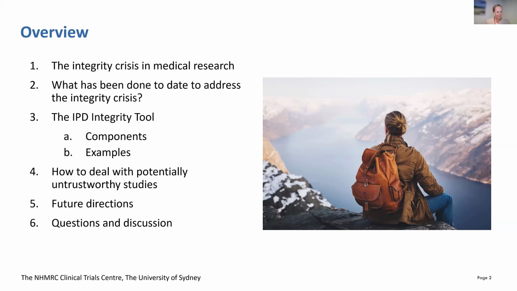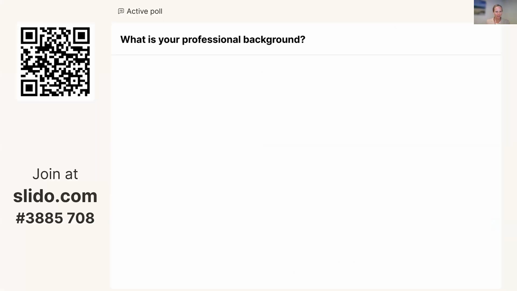But before we get stuck in, we have got a Slido interactive module that we'd like to get you involved with. If you haven't used it before, you can access this poll by scanning the QR code on your mobile, or you can go to the website slido.com and enter in that meeting number there. So we want to know, what is your professional background? You can type in as many different things as you like, just to get an idea of who it is that we're speaking to today.